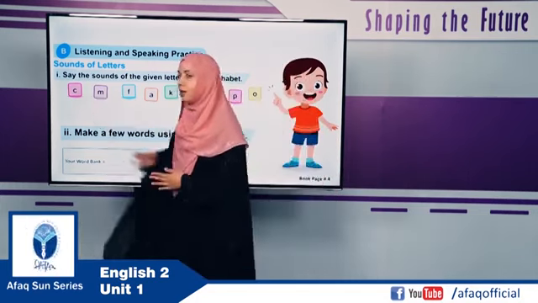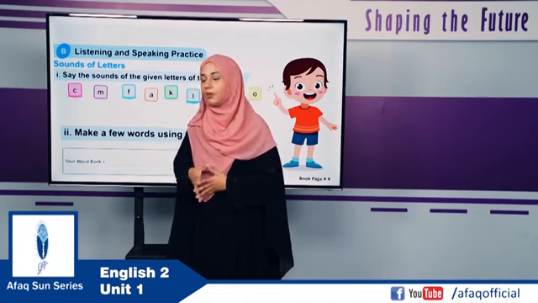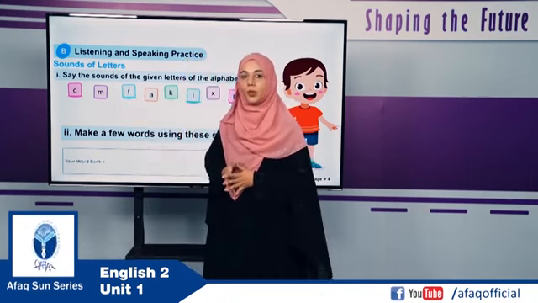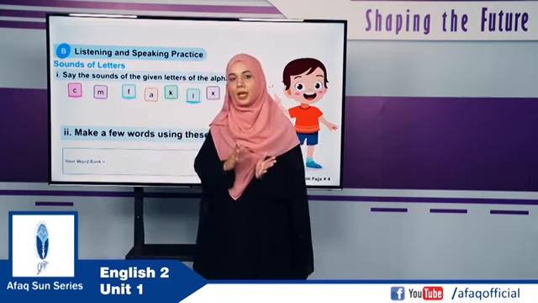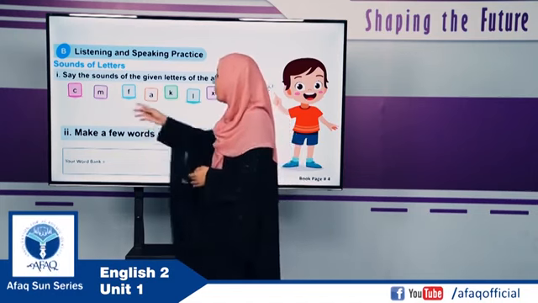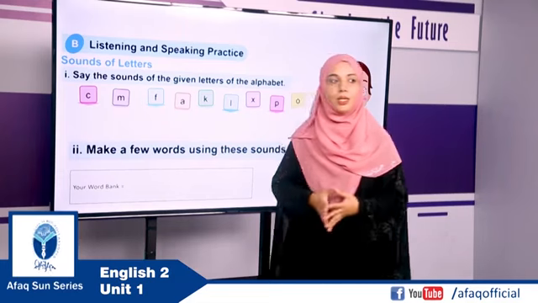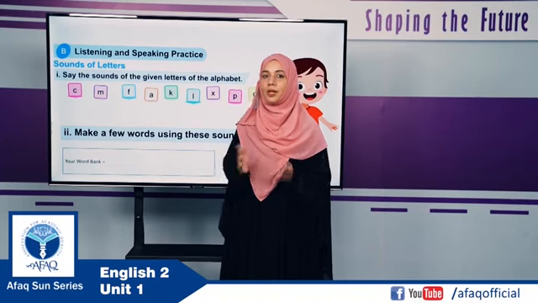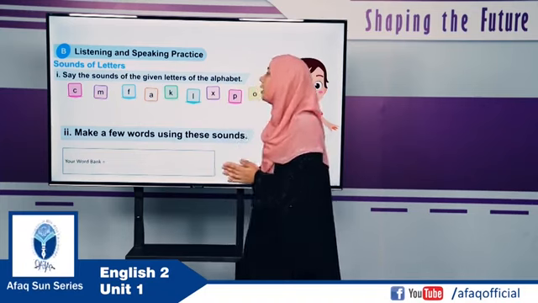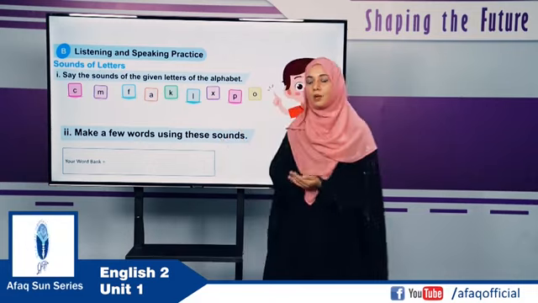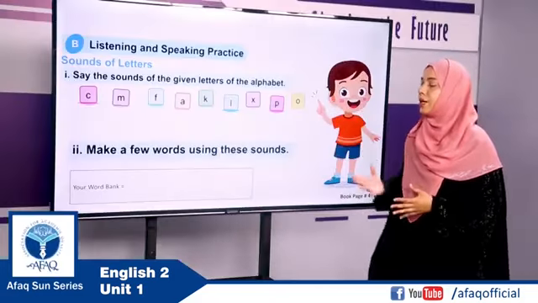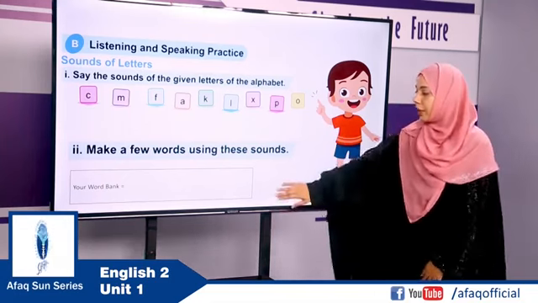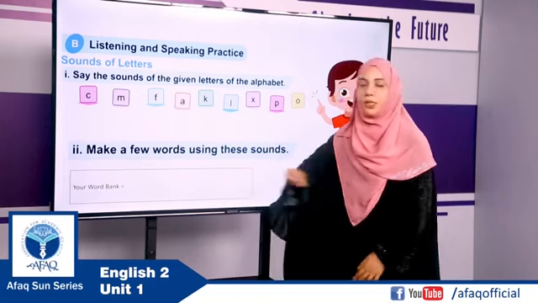This is letter C and the sound is K, K. Very good. C, K. The second letter is M, and the sound is M. Look at the third one. This is letter F, and the sound is F, F. In the same way, you have to read all the letters and their sounds. Once you have read all the letters and all the sounds, you have to make some words using these sounds. You can write all these words in the word bank given here.